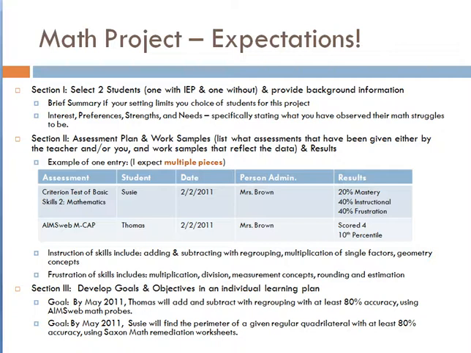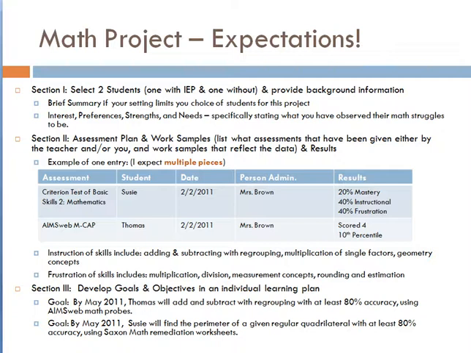And the most important thing is, how is it going to be measured and by when? So if I'm going to use, for example, on this one, by May 2011, that tells me the time. Thomas will add and subtract regrouping with at least 80%. Okay, so I know what I'm measuring by using the Ames Web Math Probes. That tells me what assessment I'm using for that. That all is specific, it's measurable, it's obtainable, it's realistic, and it's timely.